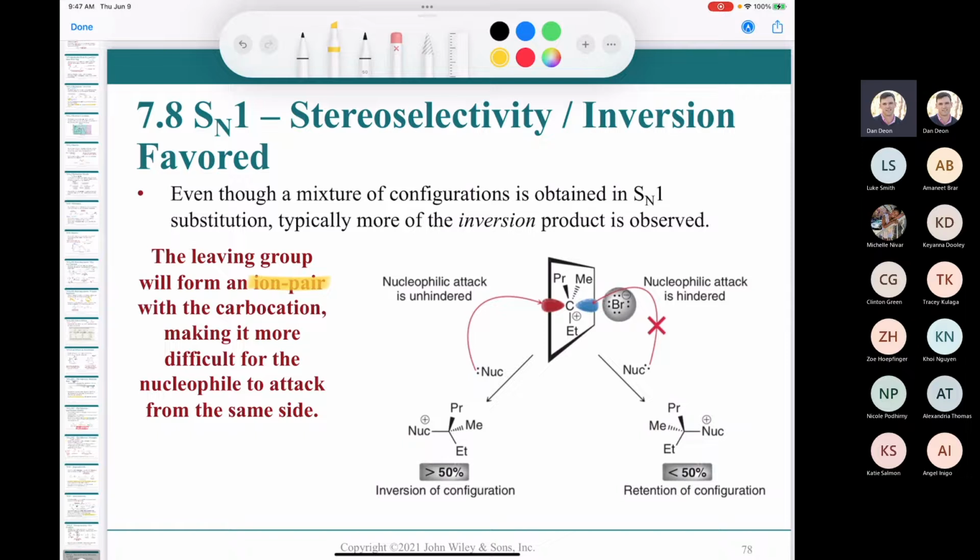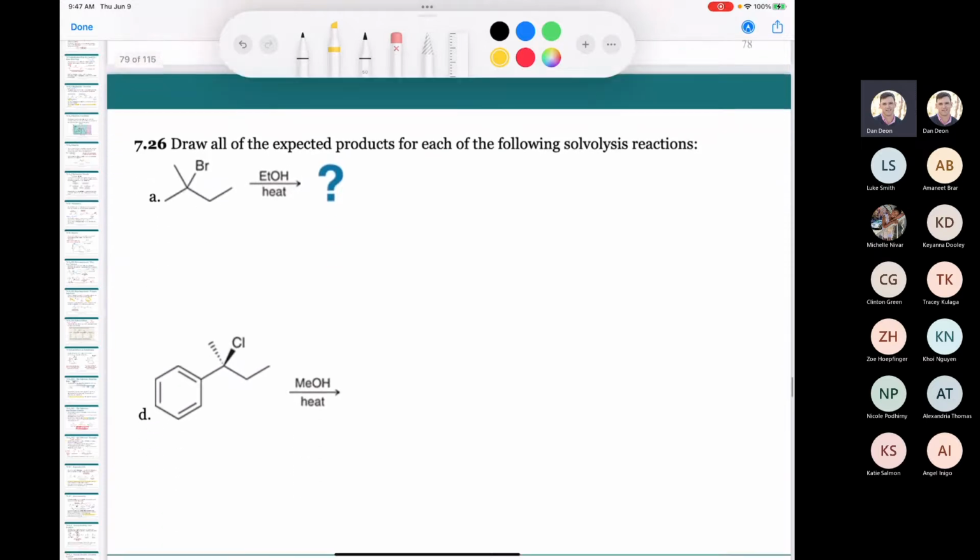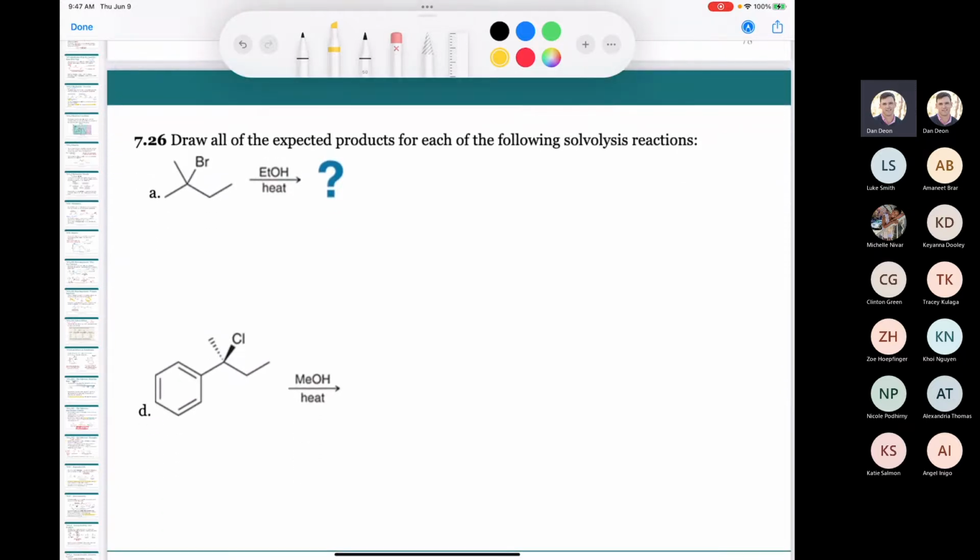And so normally we end up with a little more of the inversion of configuration than the retention of configuration, but it's usually close to a 50-50 mixture, only a little bit of a difference there. Well, with all of that information in mind, all about SN1 reactions and E1 reactions.